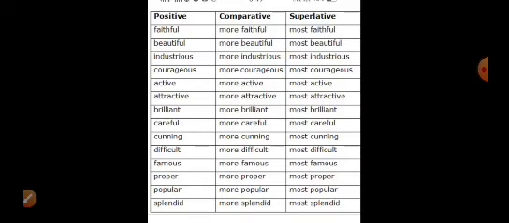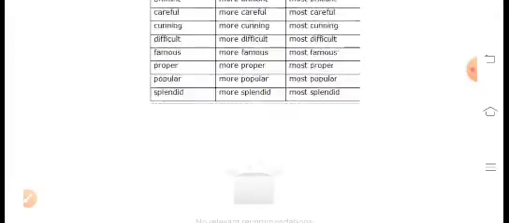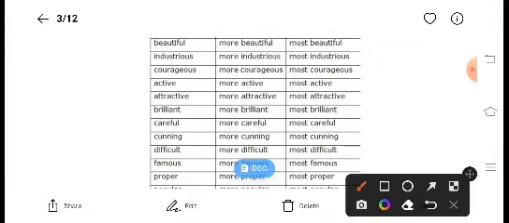Difficult, more difficult, most difficult. We can say like mathematics is a difficult subject. Mathematics is a difficult subject because we are not comparing it with any other subject. So here we are using the positive degree, that mathematics is a difficult subject.